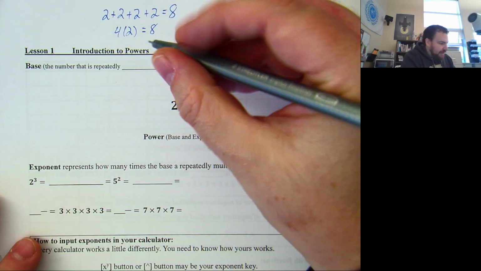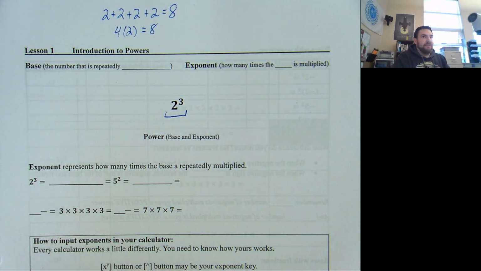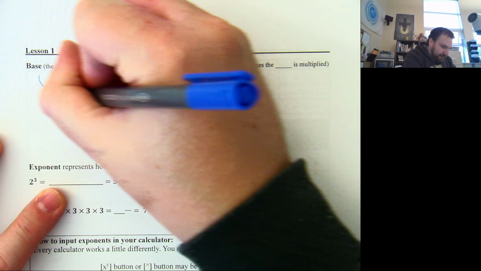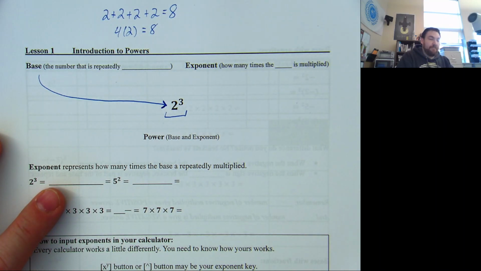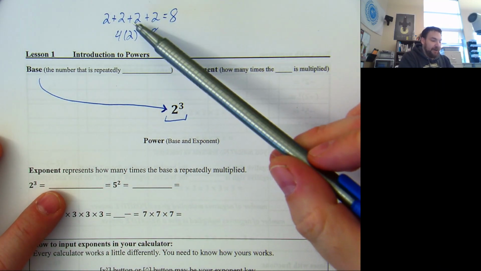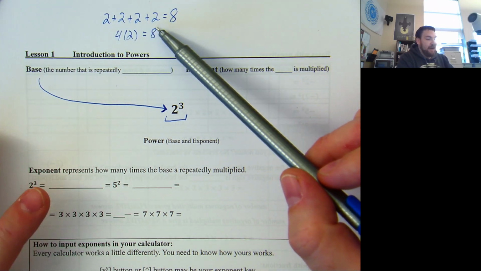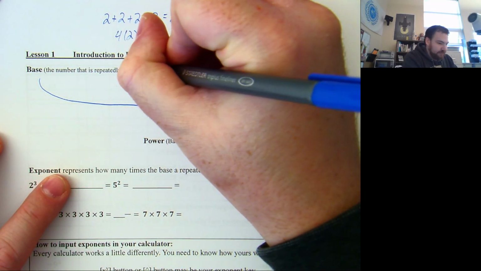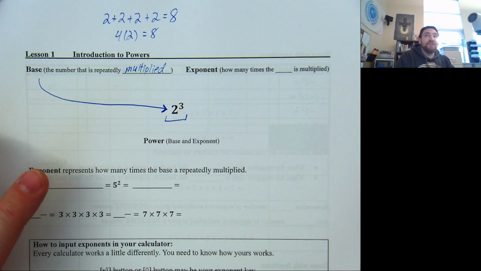So this object right here is called a power. It is made up of 2 parts. For those of you who have never seen this before, it's made up of a base and an exponent. The base is the big number right here. And just like what I did up here, the base is the thing that is getting repeated, except now we're not repeatedly adding, we're repeatedly multiplying. The base is the number that is repeatedly multiplied.